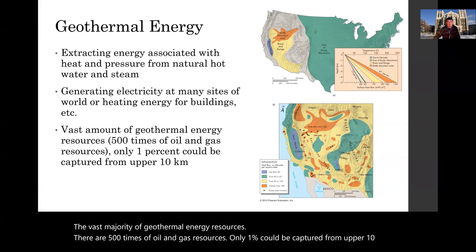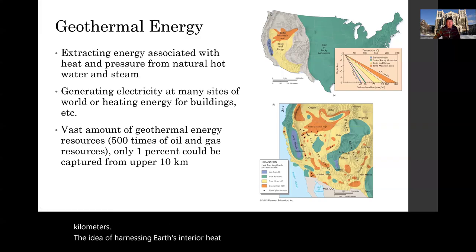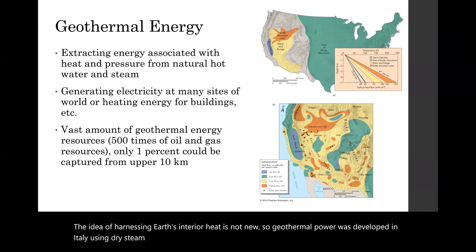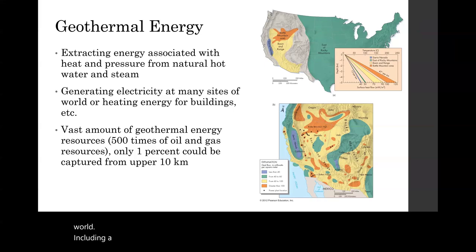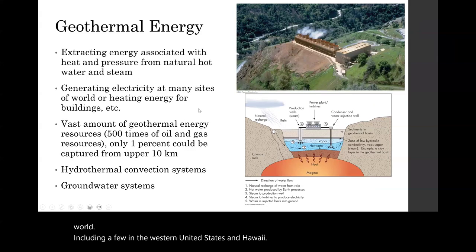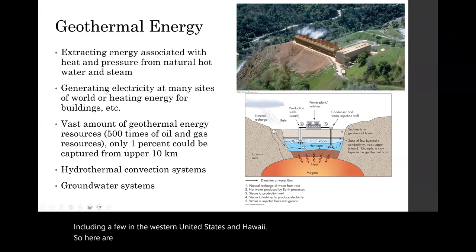The idea of harnessing Earth's interior heat is not new. Geothermal power was developed in Italy using dry steam in 1904. It's now used to generate electricity in numerous sites around the world, including a few in the Western United States and Hawaii. Okay, so here are some examples.